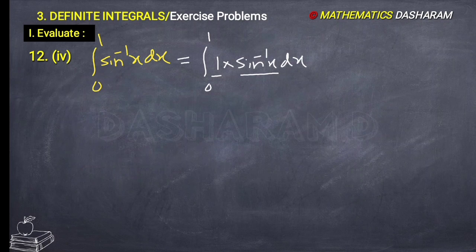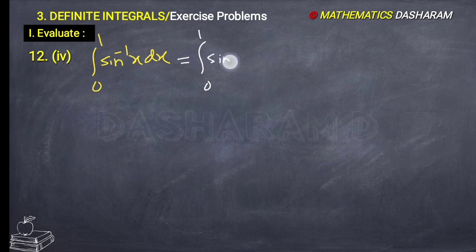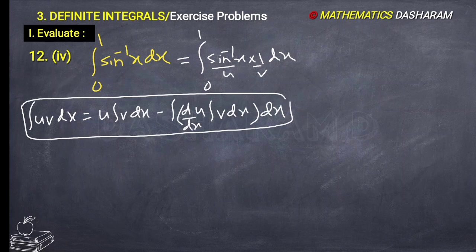But here, by the ILATE rule, the inverse trigonometric function should be in the first place and the algebraic function in the second place. So that is why integration 0 to 1 of sin⁻¹x into 1 dx. So this is u and this is v. Then ∫u v dx equals to, so let's apply this formula.